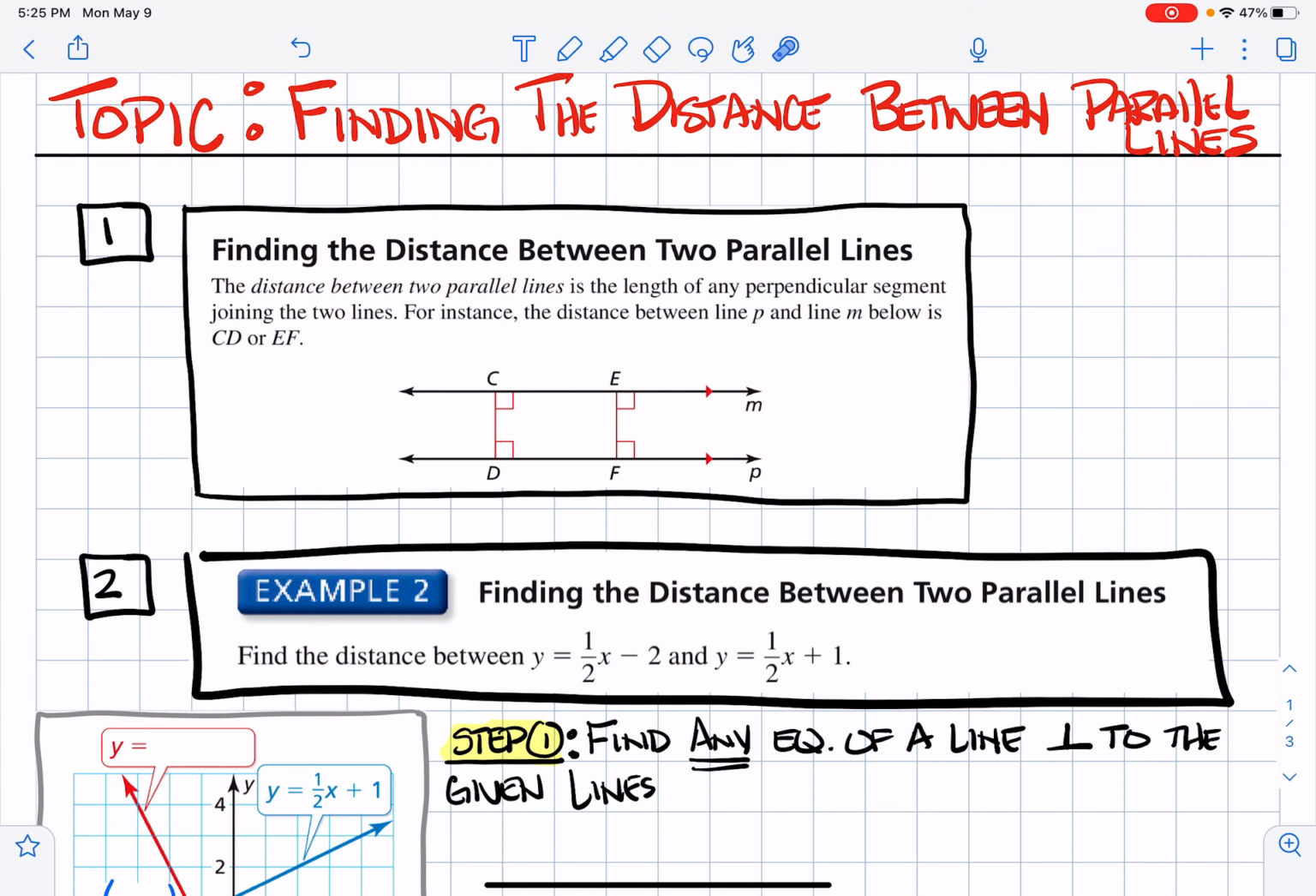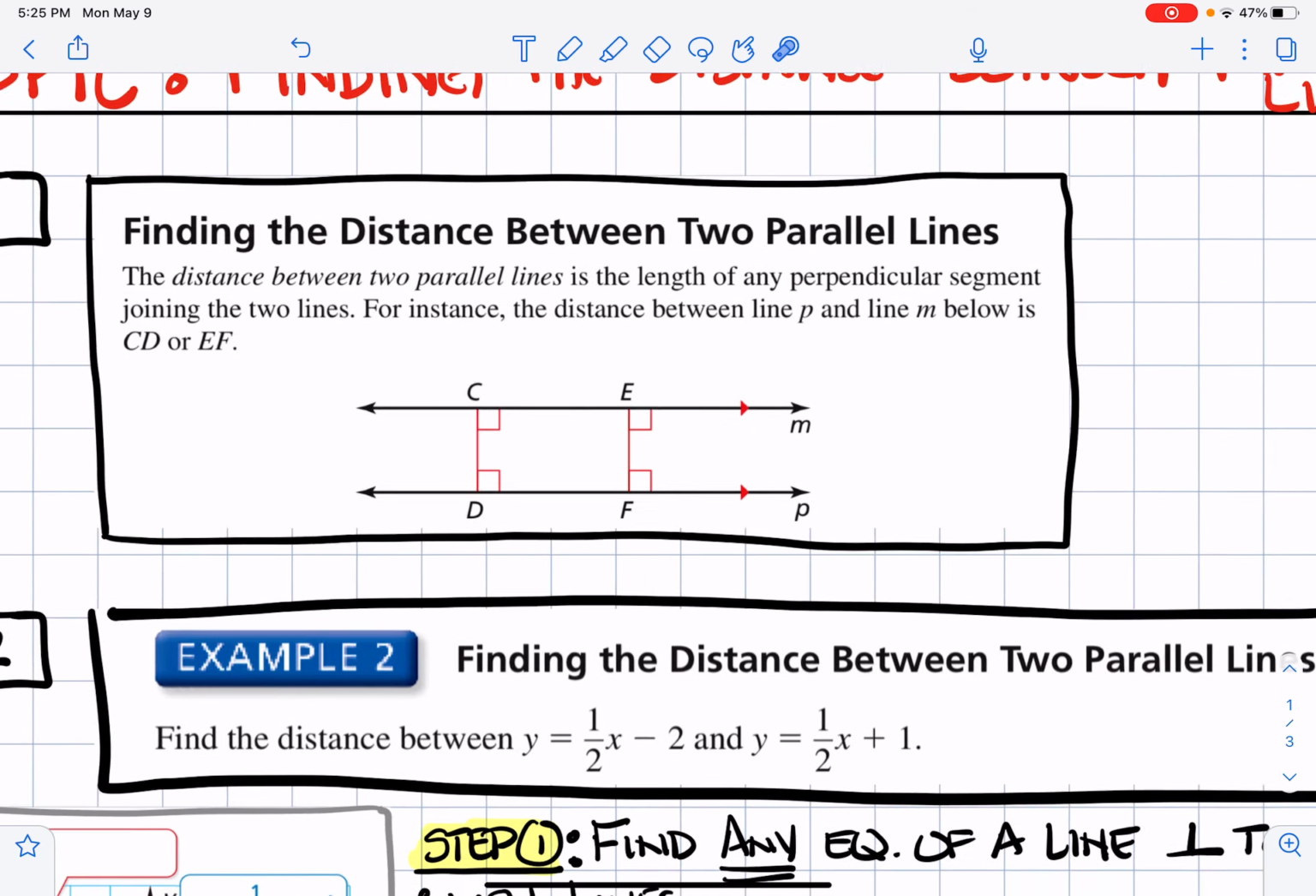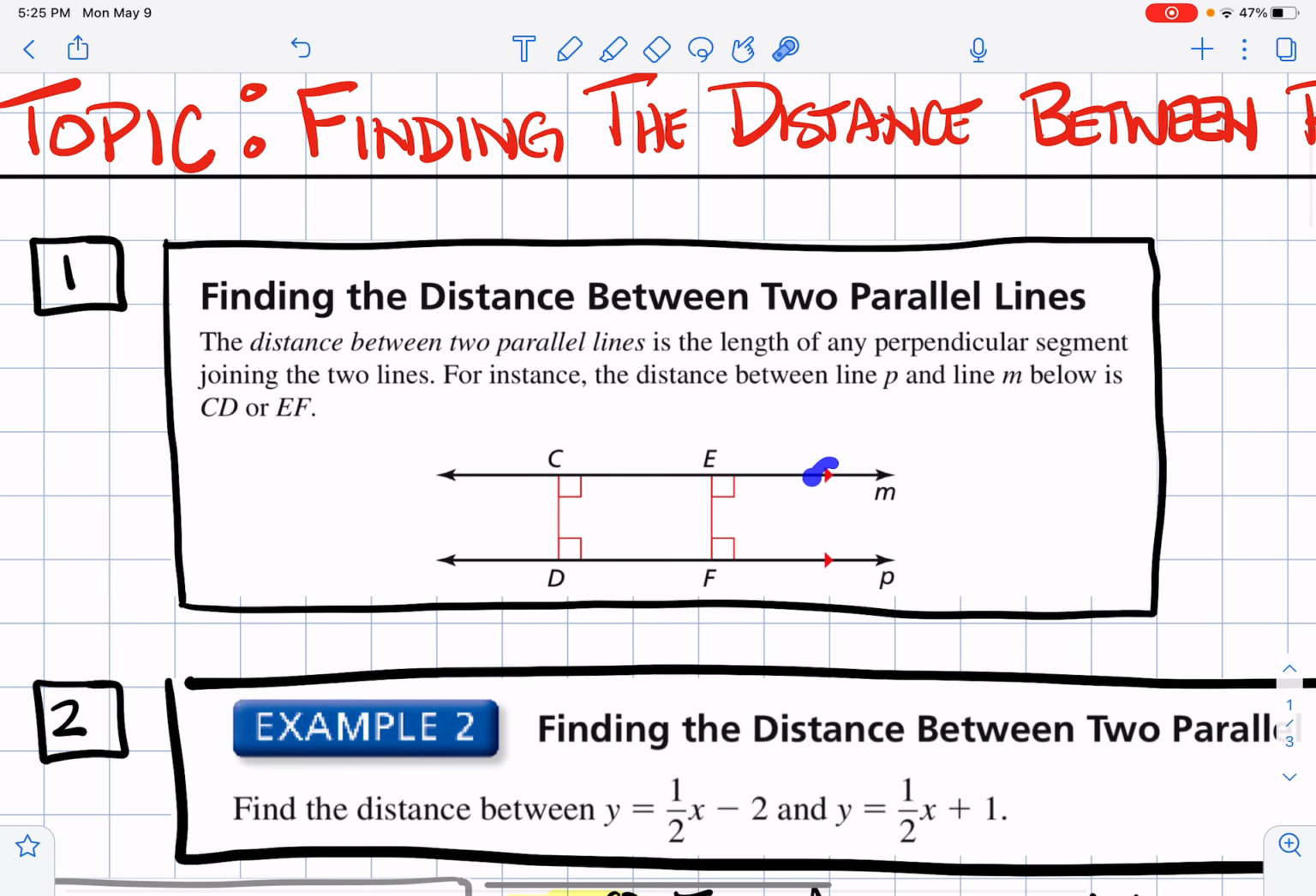First, let's understand the basics. Finding the distance between any two parallel lines. What do we mean by that? Well, here's what we mean. Let's say we have two lines that are parallel. We know they are parallel because of the little red triangles. So let me zoom in there for you. We know these are parallel lines.